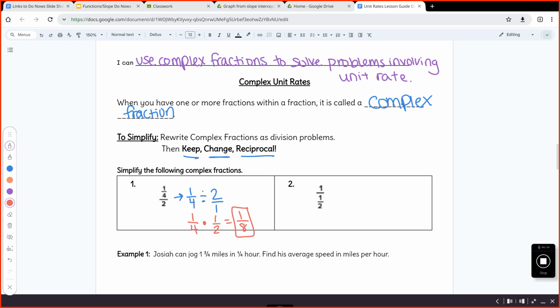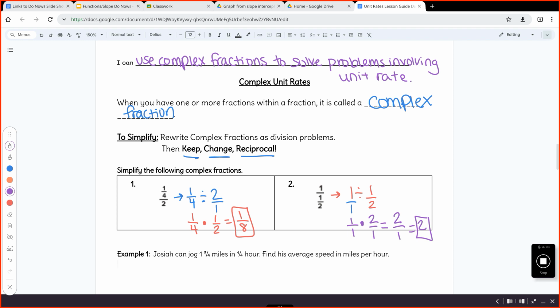All right, and number 2, we have 1 over 1/2. So really, you would rewrite this as a division problem, 1 divided by 1/2. Well, how do you divide a whole number by a fraction? You put the whole number over 1 and then change to the reciprocal. So now we are going to keep the first fraction, change the division to multiplication, and change 1/2 to be 2 over 1. And now we just multiply across to solve. 1 times 2 is 2, 1 times 1 is 1, and you get 2 as your final answer.